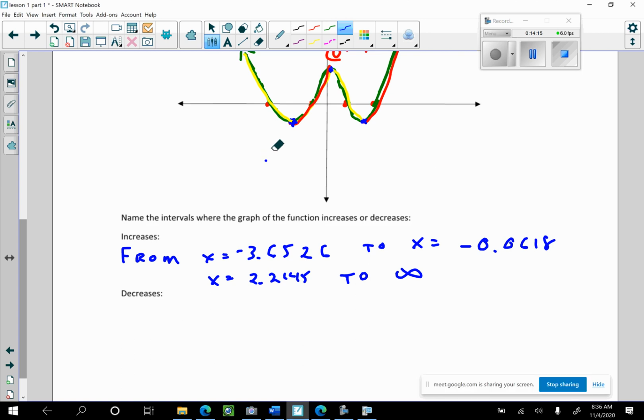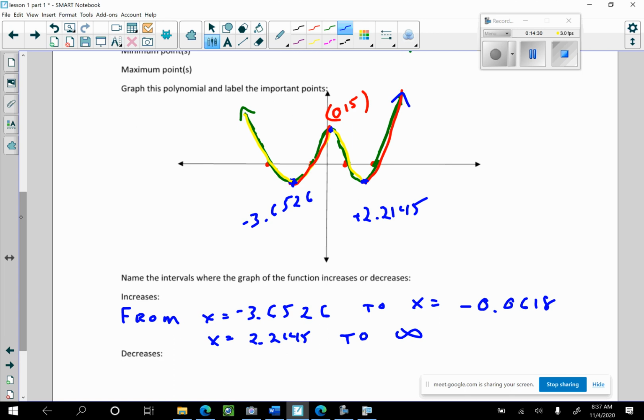This guy right here is negative 3.6526. This guy right here is positive 2.2145. This dude right here, that's the y-intercept, but I think the maximum was over here at negative 0.0618. And so it increases from here to here, and it's going to decrease from here to here.